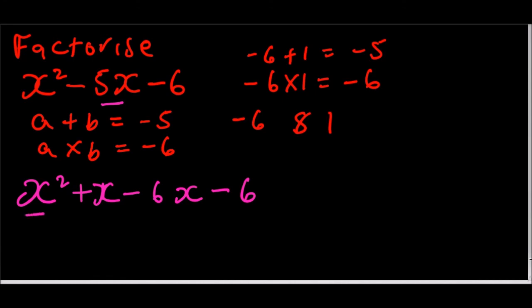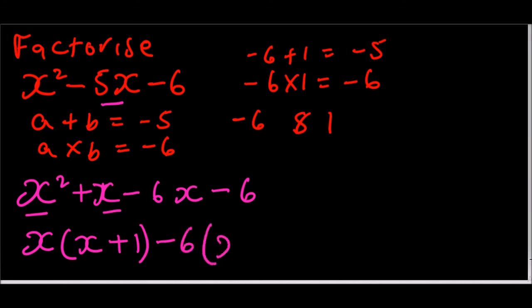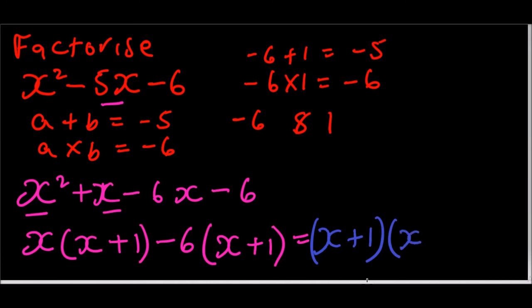So here we factor out x, so we are left with 1x here, x plus 1. Here when you factor out x, you remain with 1. Here we factor out minus 6, so we'll be left with x here and plus 1, because minus 6 times 1 is minus 6. So we can write that x plus 1 is common, so we factor it out, and we'll be left with x minus 6.